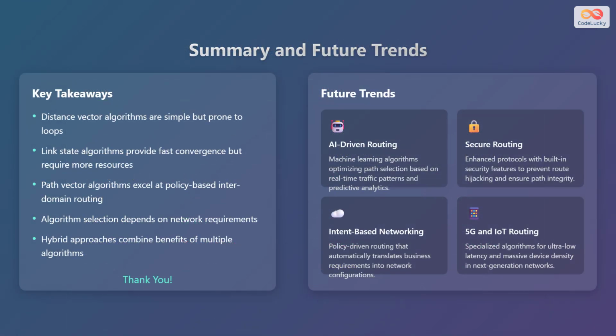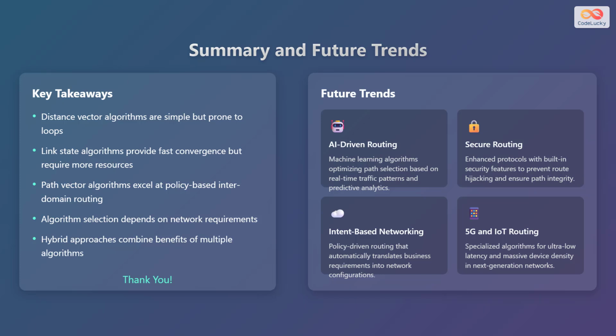Let's summarize the key takeaways from our discussion. Distance vector algorithms are simple but prone to loops. Link state algorithms provide fast convergence but require more resources. Path vector algorithms excel at policy-based interdomain routing. The selection of an algorithm depends on the specific network requirements. Hybrid approaches can combine the benefits of multiple algorithms.